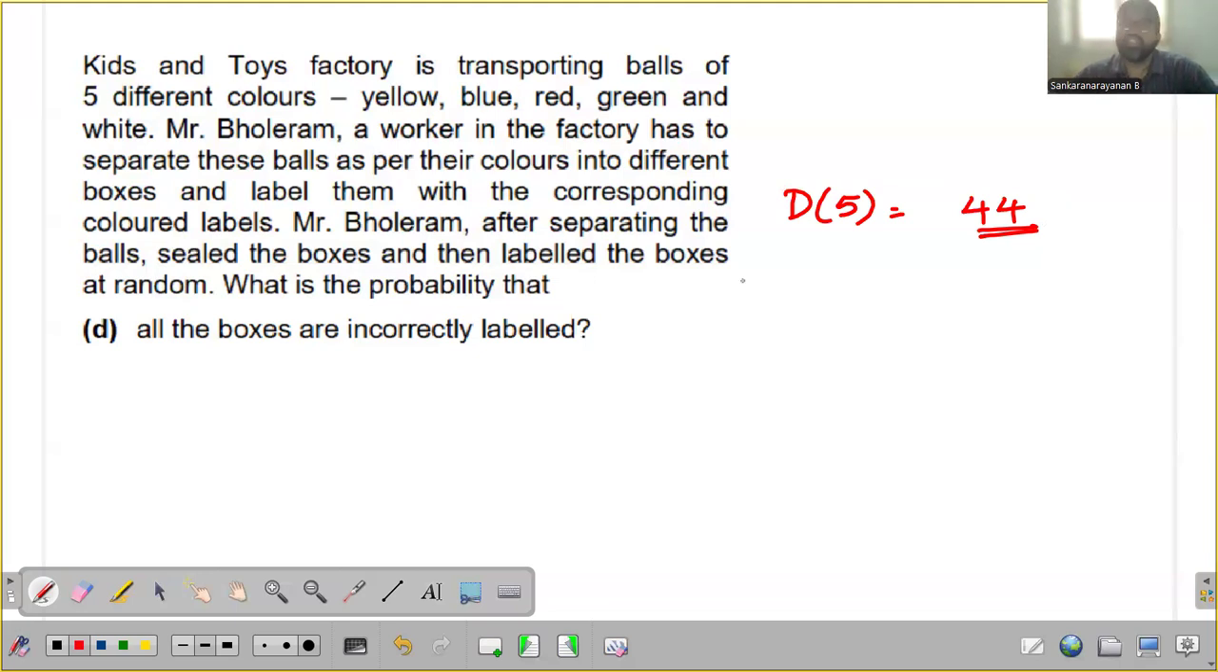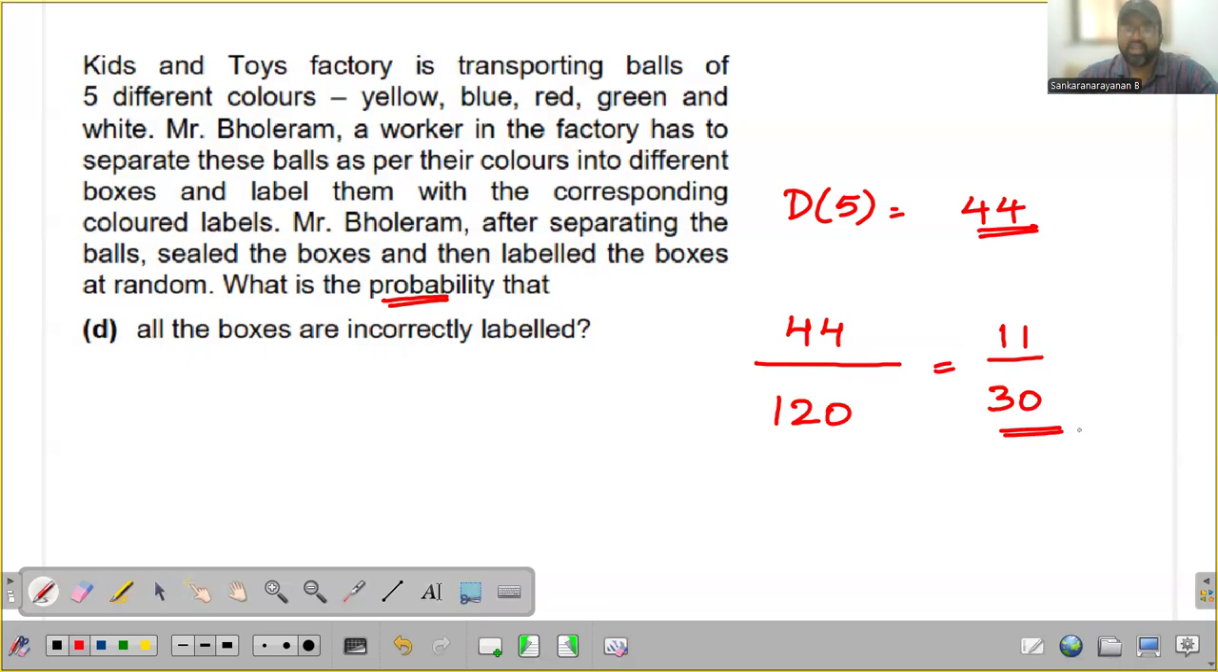Now the question is, what is the probability that all are labeled incorrectly? It's not about the number of ways in which you are labeling them incorrectly. It's about the probability. So what is the probability? Probability will be the total number of favorable outcomes divided by the total number of outcomes. It is 44 upon 120. Cancelling with 4, you have 11 upon 30. So my answer will be 11 upon 30.